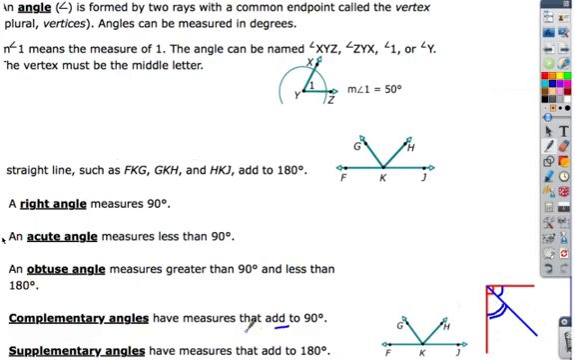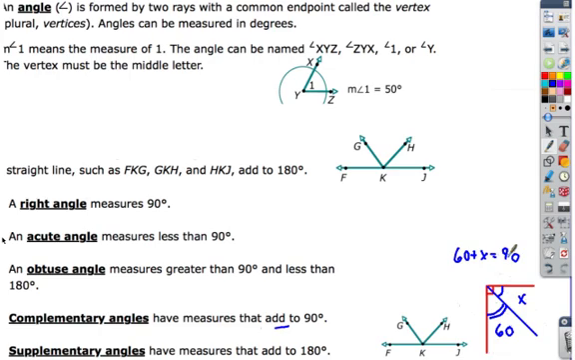Well, let's say that I know this is 60, but I don't know this. That's x. Well, it's very easy to find x now, isn't it? Now I can just do 60 plus x equals 90 and solve for x. x equals 30. So that's one way that I can figure out what my angle measures are.